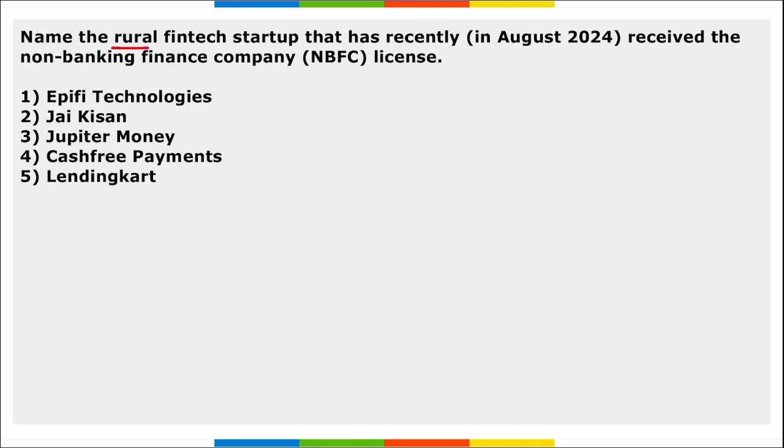Next, name the rural fintech startup that has recently received the non-banking finance company license. So what is the name of that rural fintech? It is Jai Kisan. Right? This NBFC license will enable the Jai Kisan company to offer customized financial products including loan from their portfolio to farmers as well as rural businessmen.